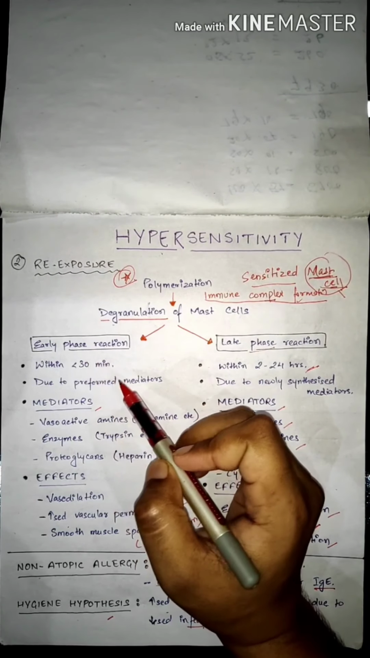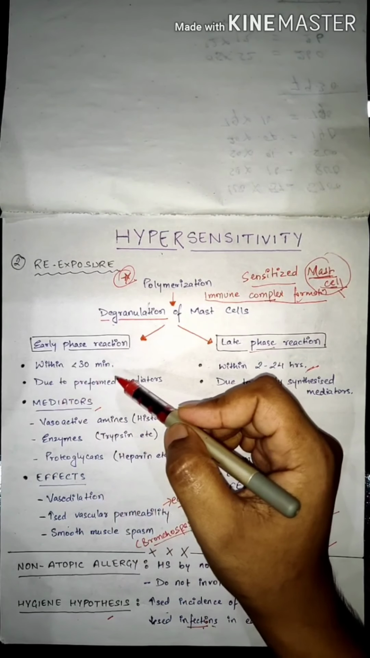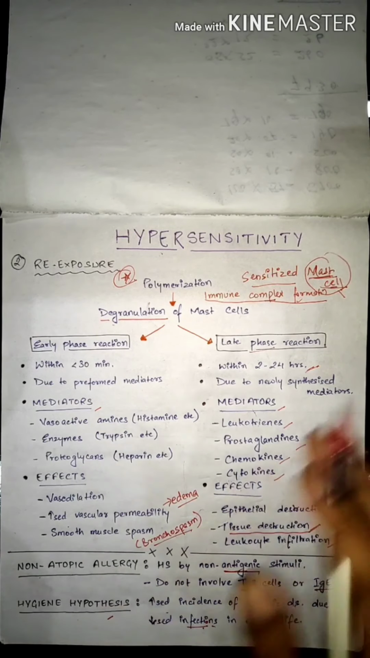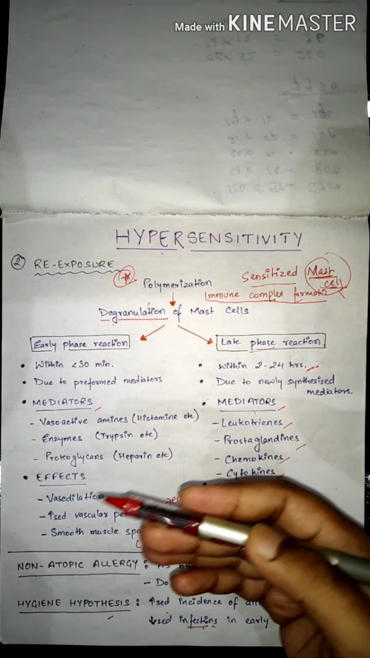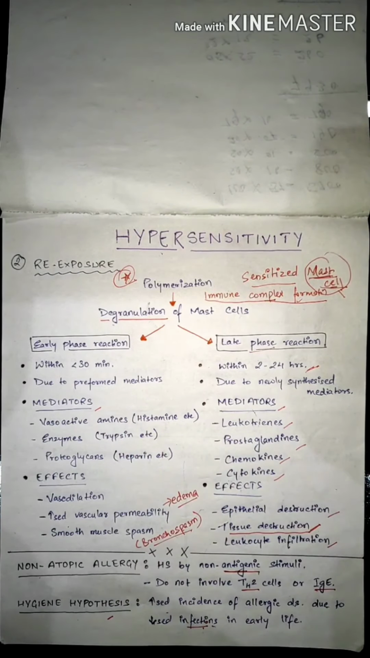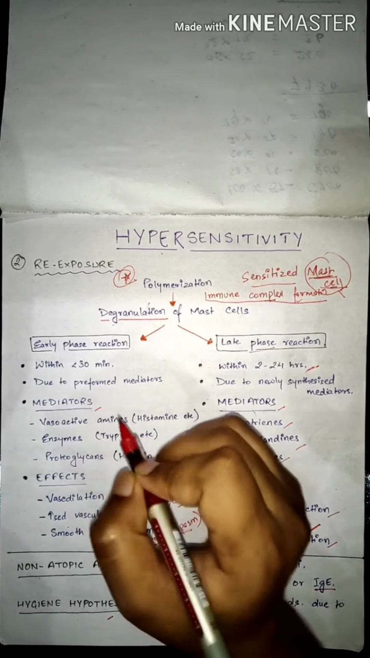Now what are early phase reactions? These are reactions that will occur within 30 minutes. It takes usually 1 to 2 minutes, or they can occur within 30 minutes. So why do these early phase reactions occur? These occur due to preformed mediators, meaning these mediators are already present in the mast cell, in the vesicles, and when the polymerization occurs on the mast cell, its degranulation leads to their release.